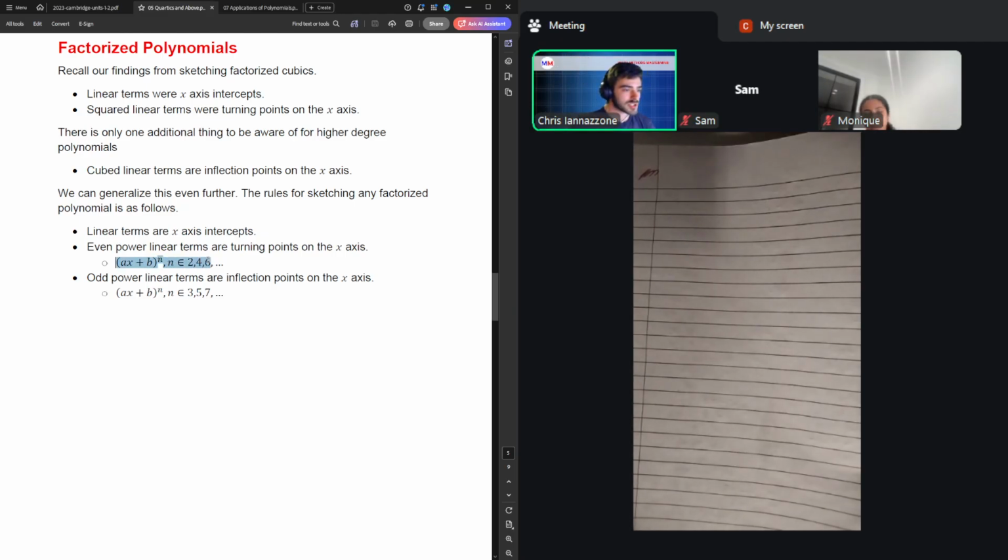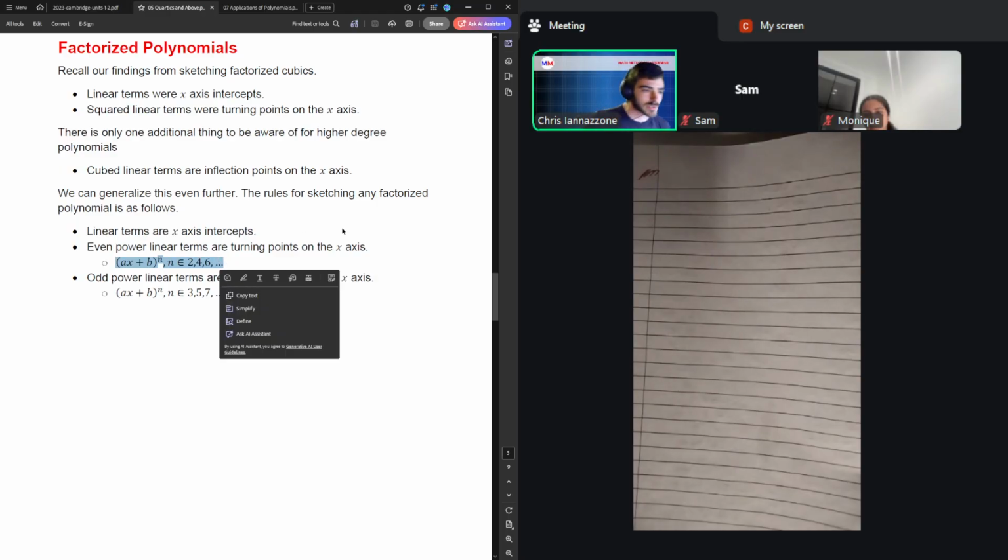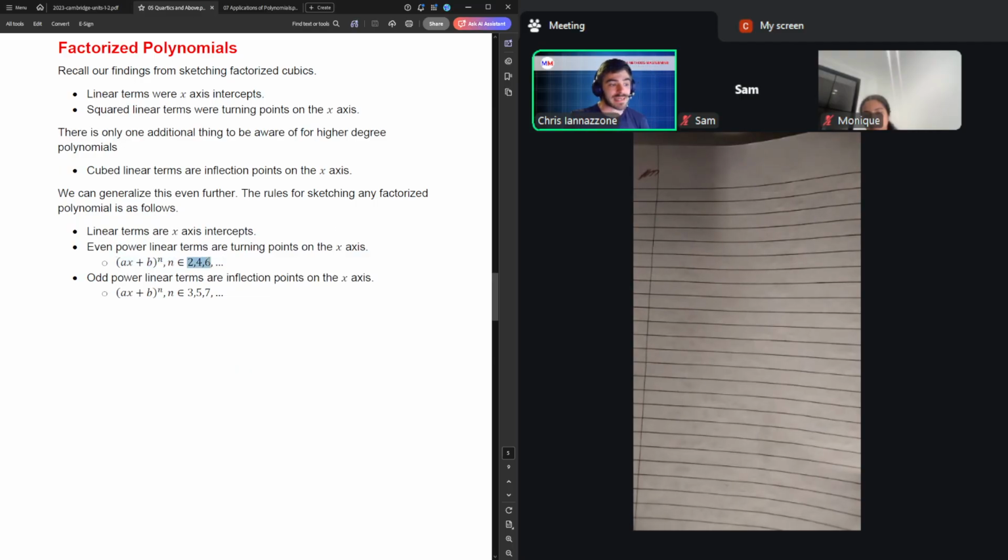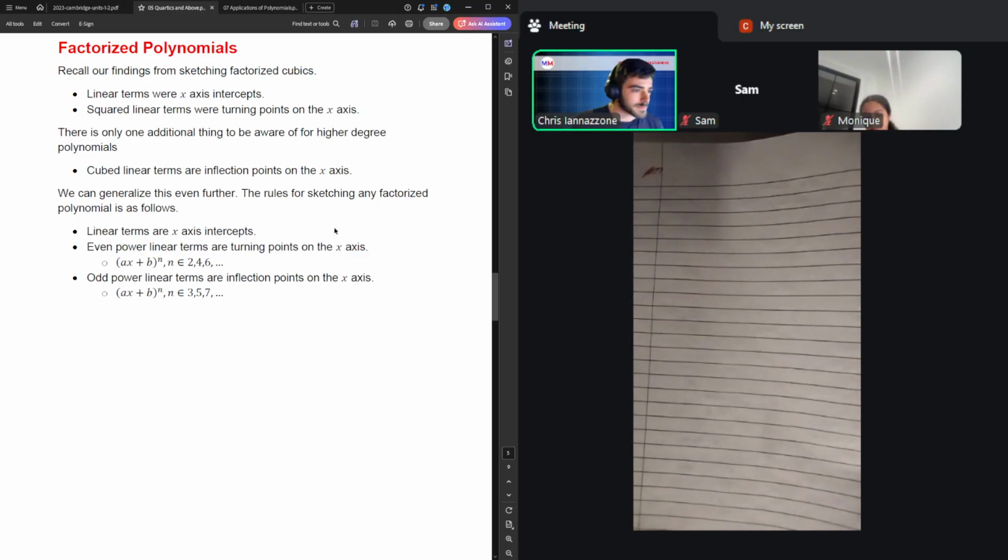Instead of just thinking about repeated linear terms as being the turning points on the x-axis, we now have any even power version of that term will also be a turning point. So any 2, 4, 6, 8, any of those even numbers will all be considered turning points on the x-axis when simplified.